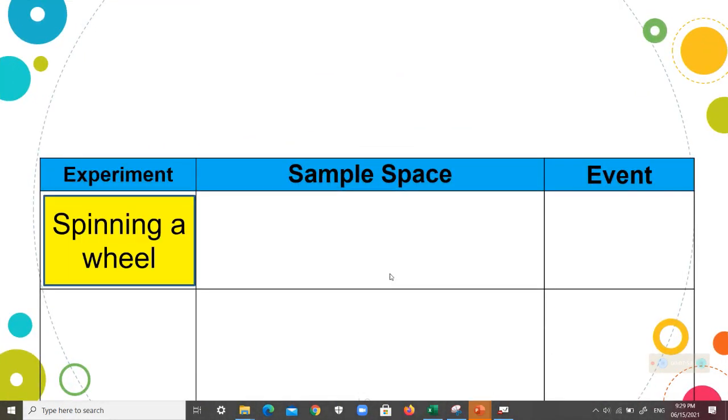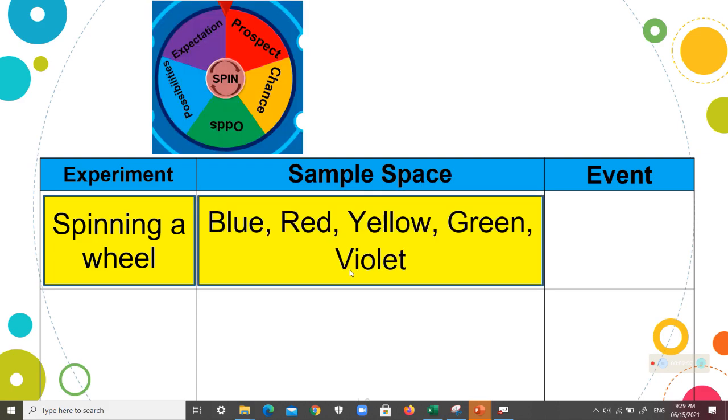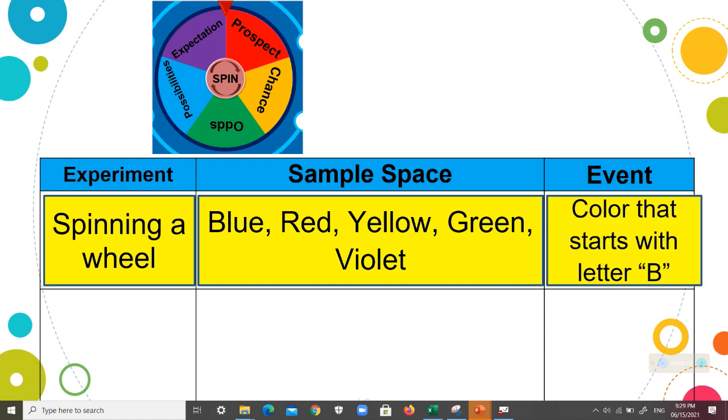So let's have this table. The next example of experiment is spinning a wheel. The example of sample space is blue, red, yellow, green, violet, as we have in the color wheel, or the spinner, at the top of our slide. And the event is the color that starts with letter B, and that is blue. So this is how you are going to complete the table.